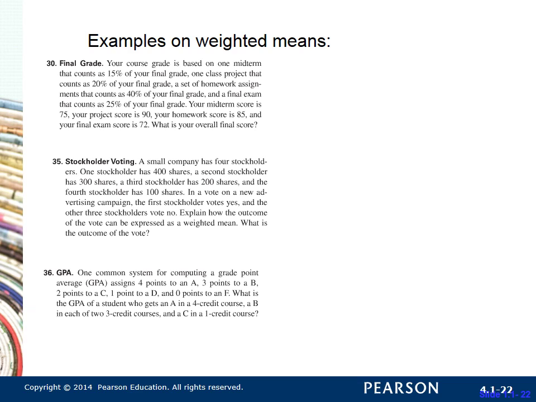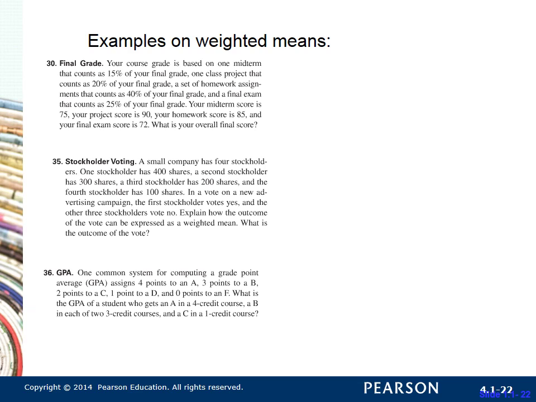This one's the same kind of idea, but instead of actual percents, they're given their importance by how many shares they have. So one stockholder has 400 shares, the second one only has 300, and the third has only 200. The fourth guy has 100. So they're weighting the first guy as 4 times the weight of the fourth guy. The third guy has twice the weight of the fourth guy. So how do I take that into account?